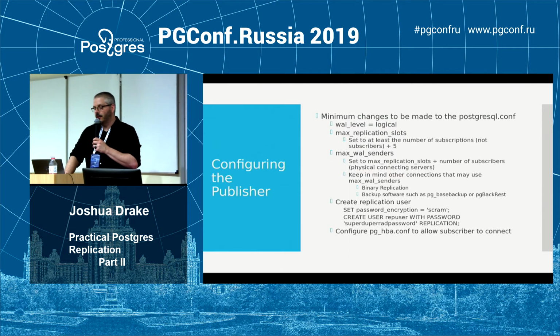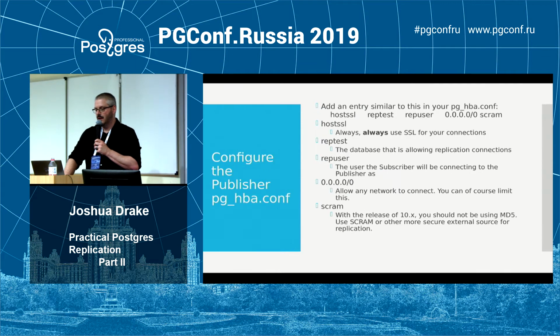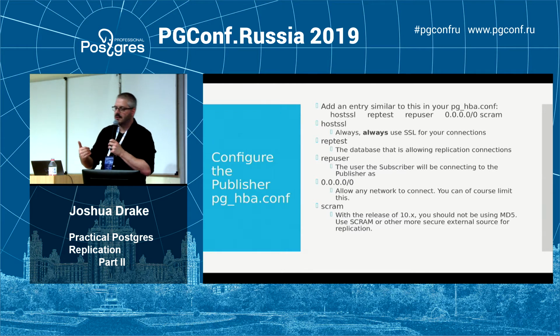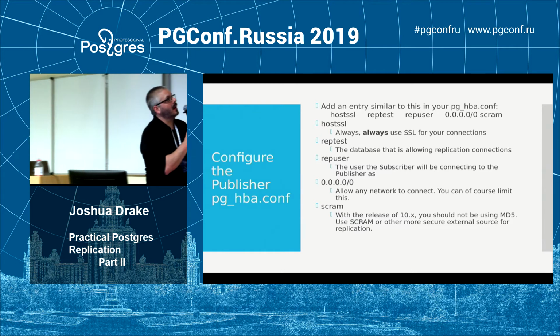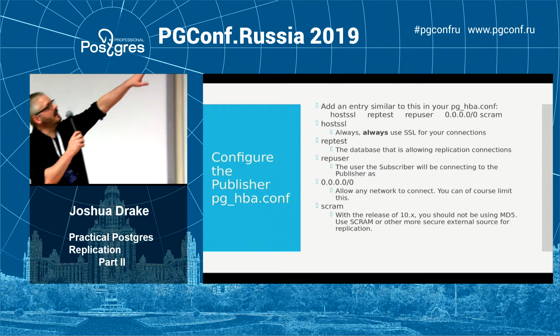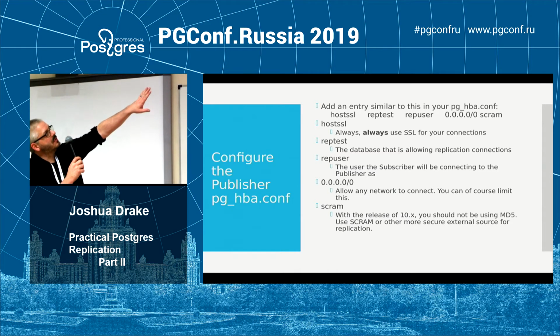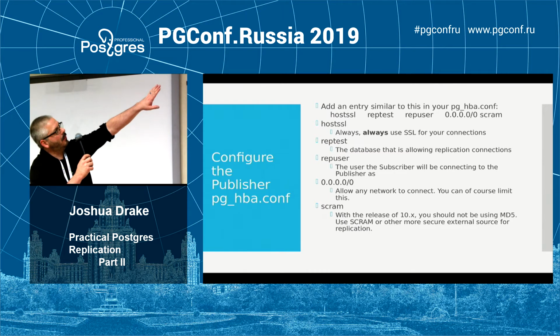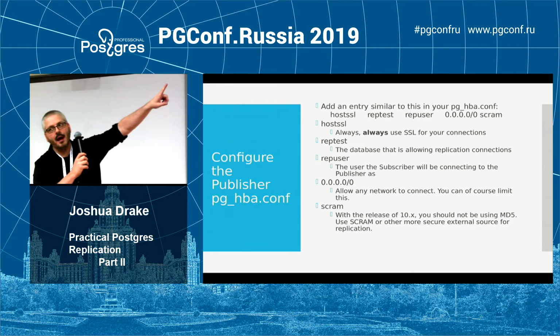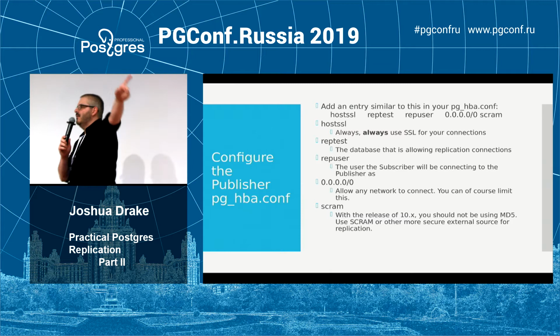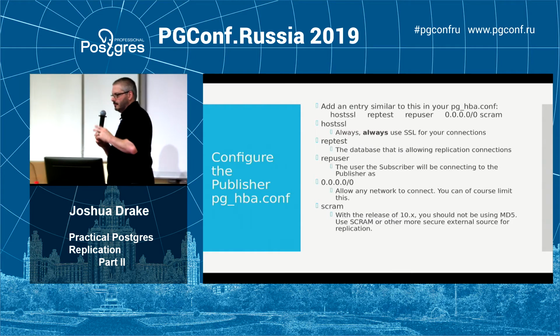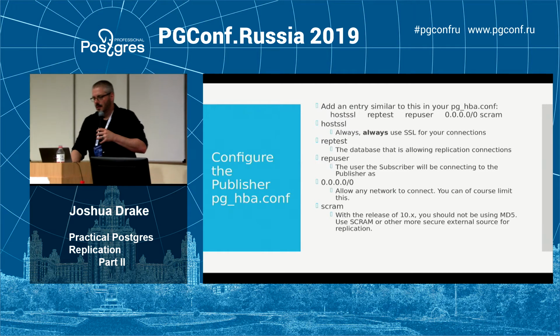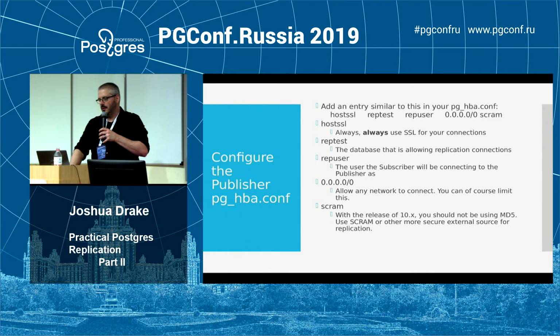And then you need to configure your pg_hba.conf to allow the subscriber to connect. Here's an example. We've already been through this once. An example pg_hba.conf. If you look here, I'm saying any host that wants to connect via SSL to the rep test database as the rep user on any network, as long as they connect via SCRAM, is okay. And I go through this already on the list.